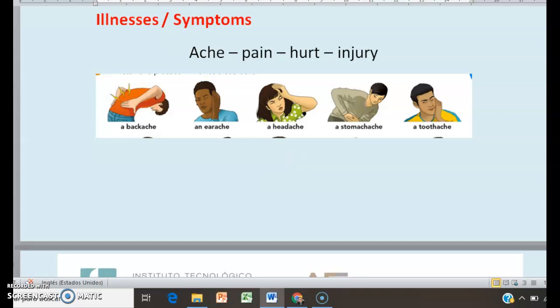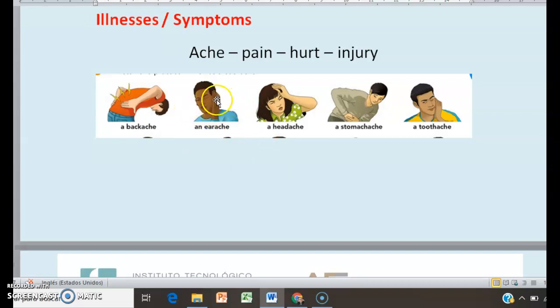Por ejemplo, back, ear, head, stomach, tooth. Solo le vamos a aumentar ache en alguno de los casos. En algunos, claro, también puede variar un poquito. For example, look at this, pay attention. Backache. Backache, dolor de... se lo dejo a su inteligencia, que lo traduzcamos bonito. Podemos anotarlo también en la carpetita, podemos pausar el video y practice.